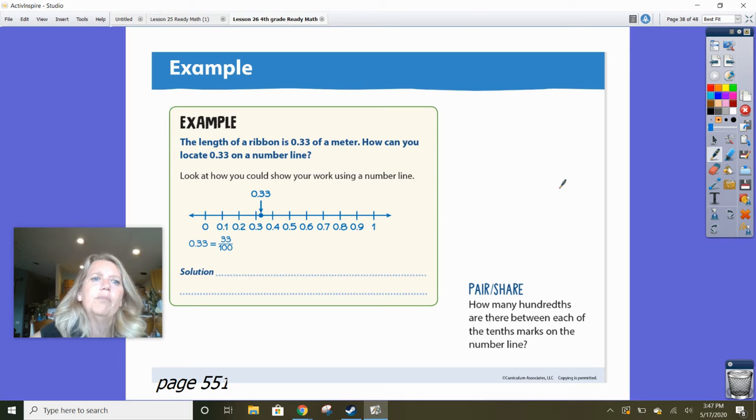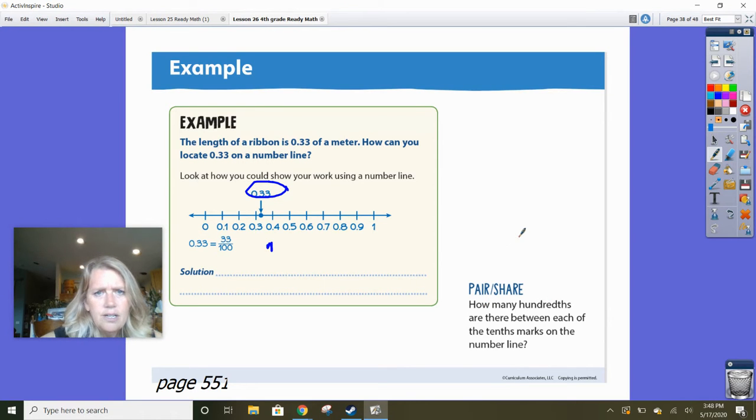Here's our example problem. The length of a ribbon is 0 and 33 hundredths of a meter. How can you locate 0 and 33 hundredths on a number line? Look at how you can show your work using a number line. So this is cool beans because we haven't done a lot of work with the number line, and it's all set up for us. Okay, so it's going like 1 dime, 2 dimes, 3 dimes, and then they place the 0.33. It doesn't go right in the middle because that would be 35 cents or 35 hundredths. It's a little closer to 30 cents, because 33 cents is closer to 30 cents than it is to 40.